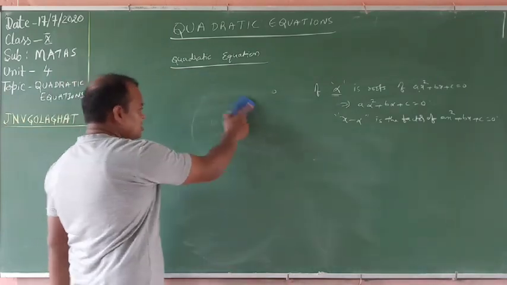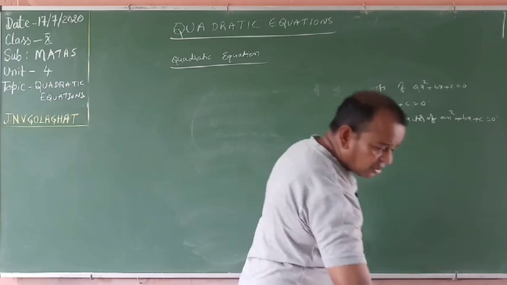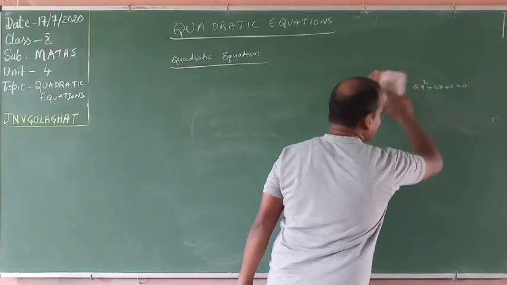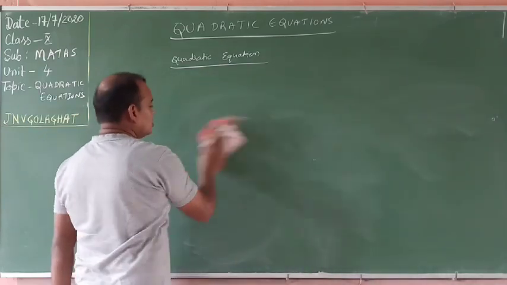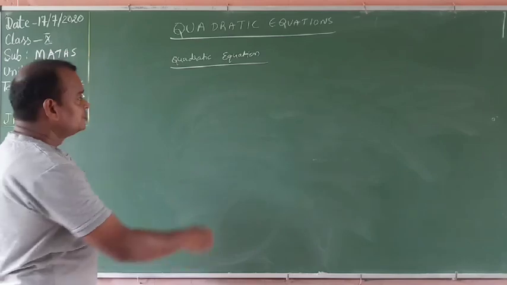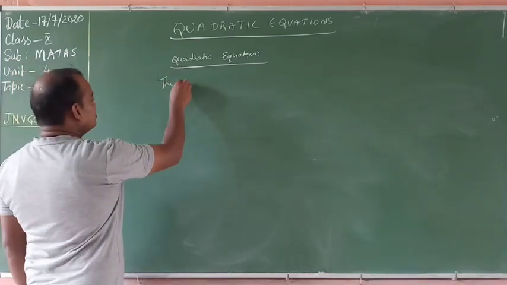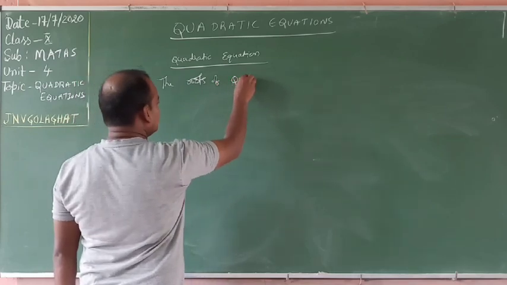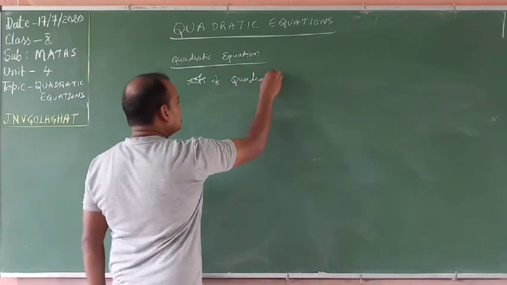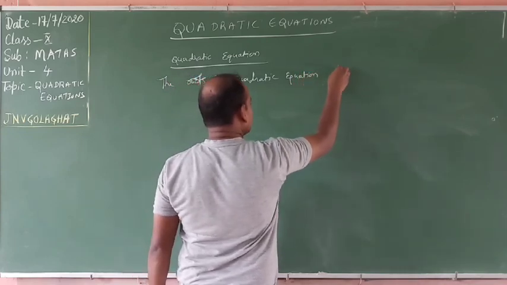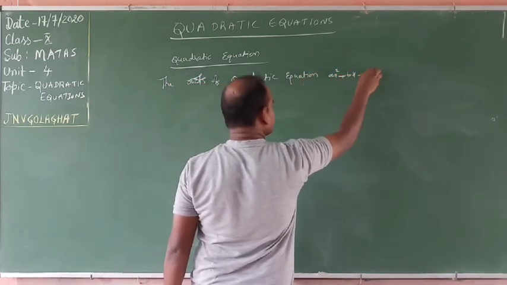Now, we have discussed how to find the roots. Root is nothing but the value of x which satisfies the given equation. How to find the roots of the quadratic equation? Now, the roots of the quadratic equation ax square plus bx plus c is equal to 0.